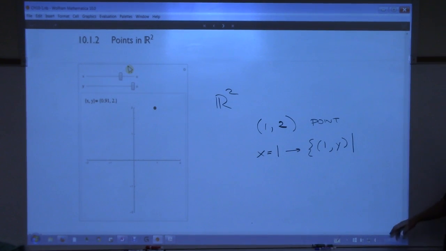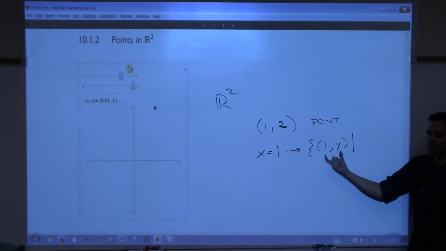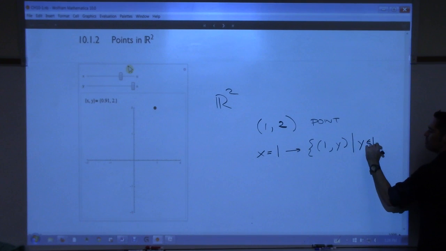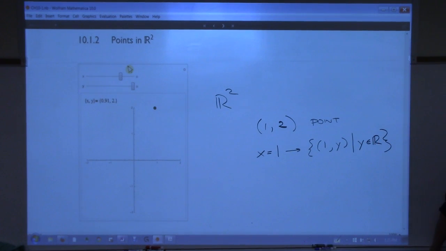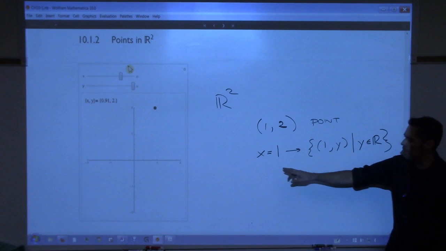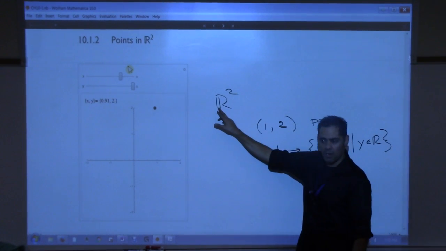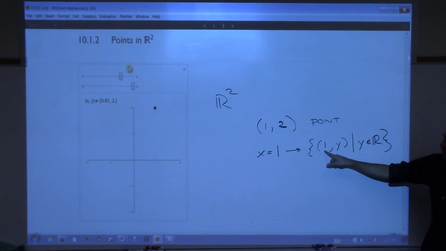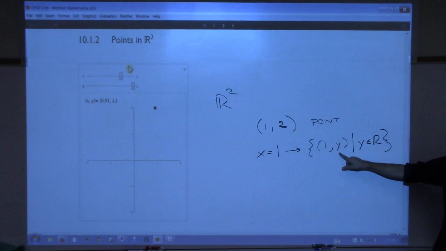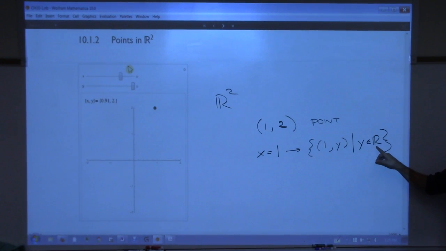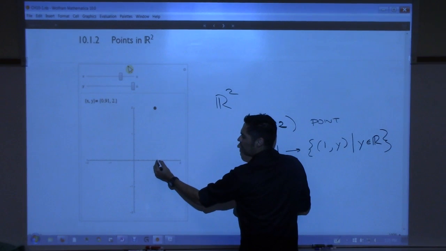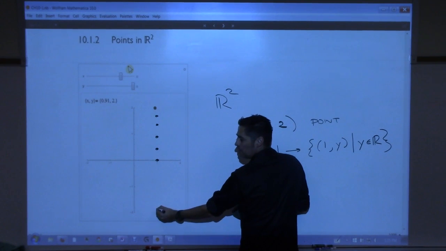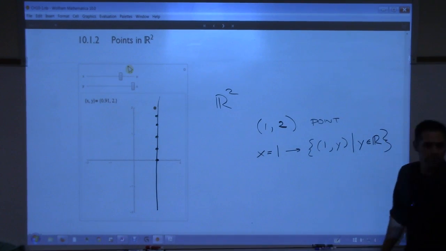Have you all seen this notation before? The set of all ordered pairs (1, y) such that y is an element of R. So let's see if that all makes sense to you. The equation x equals 1 in the space R2 is all points in the space where your x-coordinate is 1, your y-coordinate is y, and y can be any number. So it can be this point, this point, all of them, and you put them all together and you get a vertical line. Yeah?